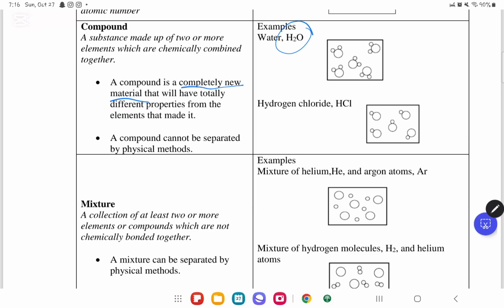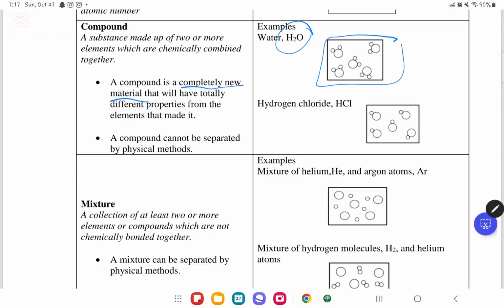So for example, H2O, water, is a liquid, okay? H2 is a gas. O2 is a gas. So how can a gas and a gas combine to form a liquid? This has gas properties, this has gas properties, but this has liquid properties.